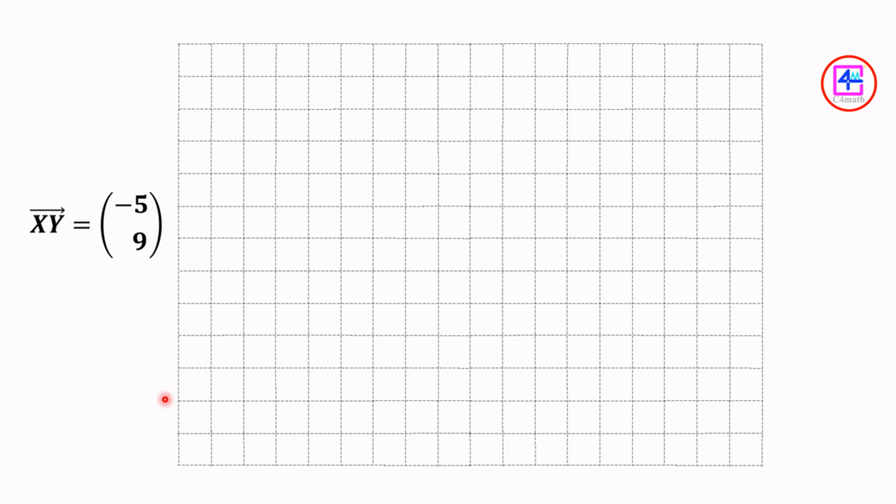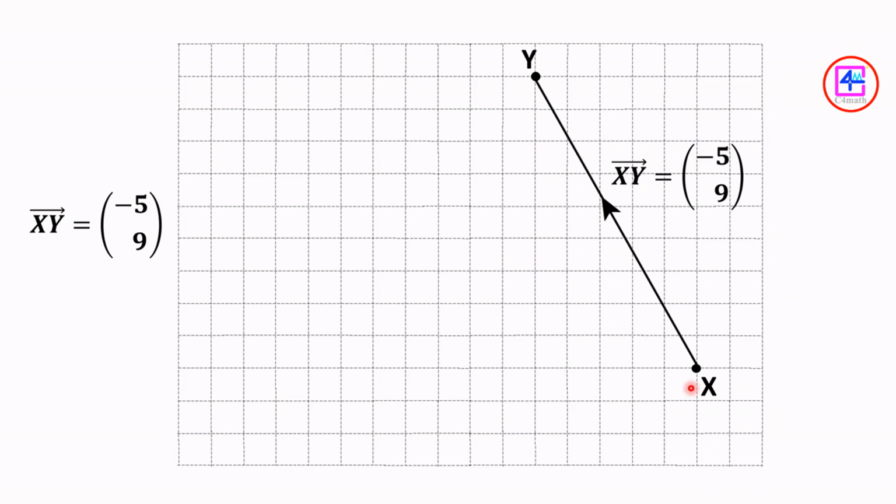Another vector is negative 5, 9. Here is the point. The first one is negative, so we need to move to the left side. How many units? 5 units. 1, 2, 3, 4, 5. Then 9 units, that is positive, so move up. 1, 2, 3, 4, 5, 6, 7, 8, 9. Mark the point, x, y is equal to negative 5, 9.